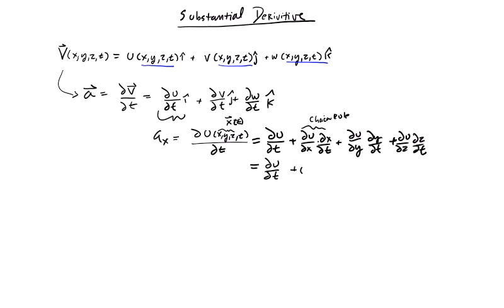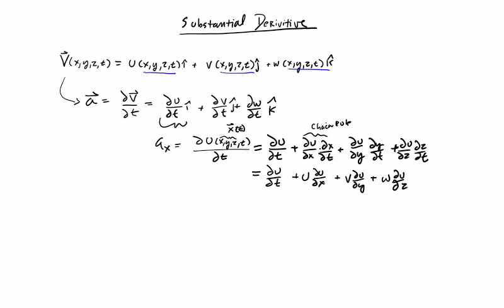And if we think about that a little bit more, dx dt is really just u, the velocity. So we get du dt plus u du dx plus v du dy plus w du dz. When we think about this acceleration term, even just in the x direction, we get a much more complicated acceleration because position can change as a function of time.